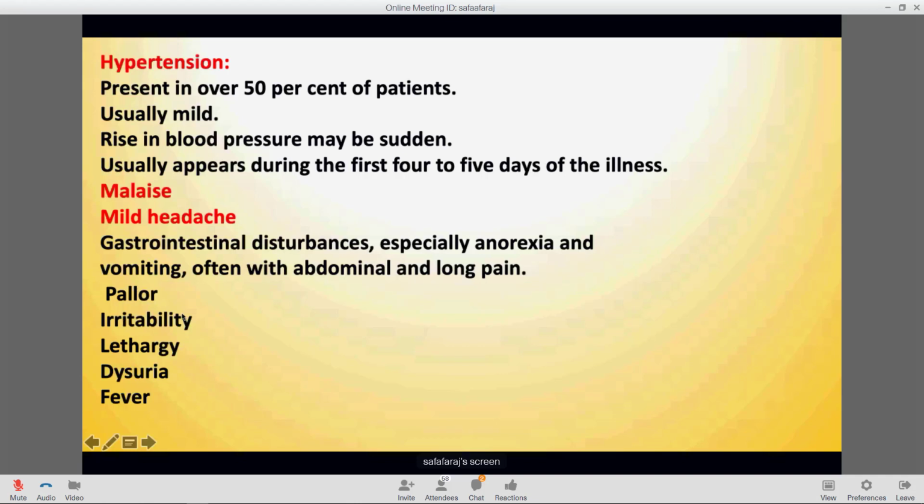Hypertension is present in most patients, around 50 to 75%, and is usually mild. The rise in blood pressure may be sudden, usually appearing during the first 4 or 5 days of the illness. All these are characteristic features of the hypertension. Patients may also present with malaise and headache, which are signs of increased blood pressure. Gastrointestinal disturbance, especially anorexia, vomiting, and abdominal pain, pallor, irritability, lethargy, dysuria, and fever.